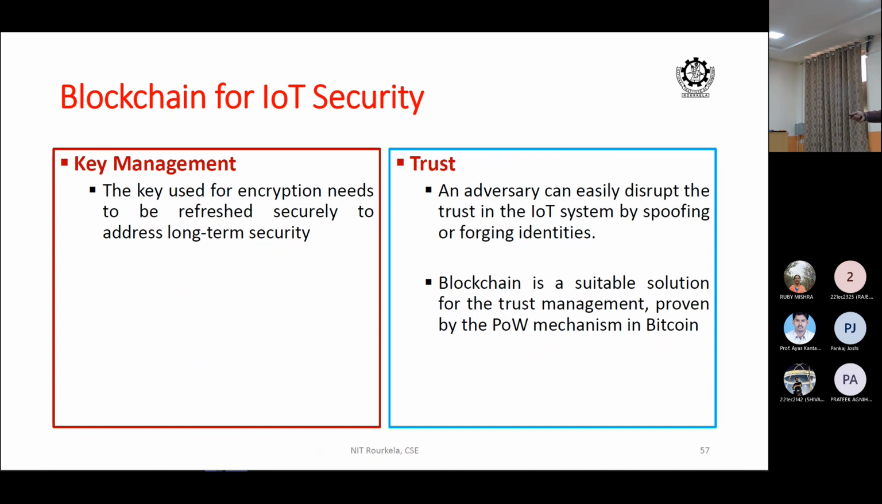Any key that we use needs to be refreshed securely, to address long-term security. So here you have a blockchain. Then you can divide the blockchain into different levels of chains. One chain can manage your keys. You can identify a key along with the ID of the device, a key and the ID. That combination is stored in a chain.